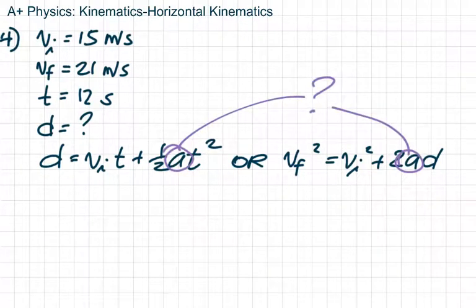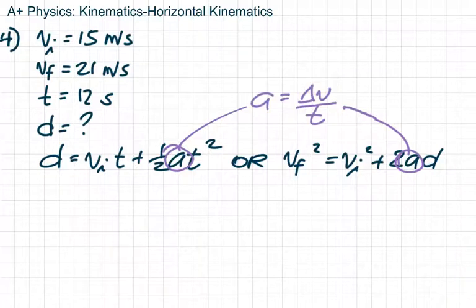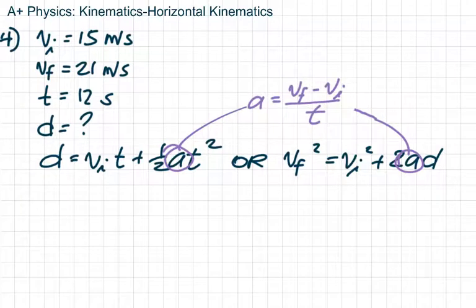It didn't give it to me, but I do have the initial velocity, the final velocity, and the time. So I could do a equals delta v over t, or a equals vf minus vi over t. I have enough information to solve for a. We call this a 2-step problem.